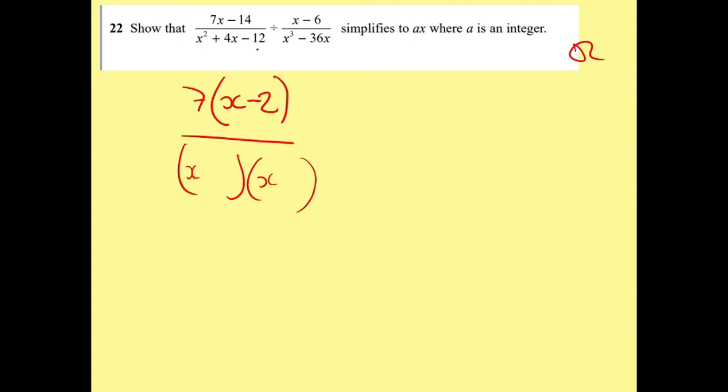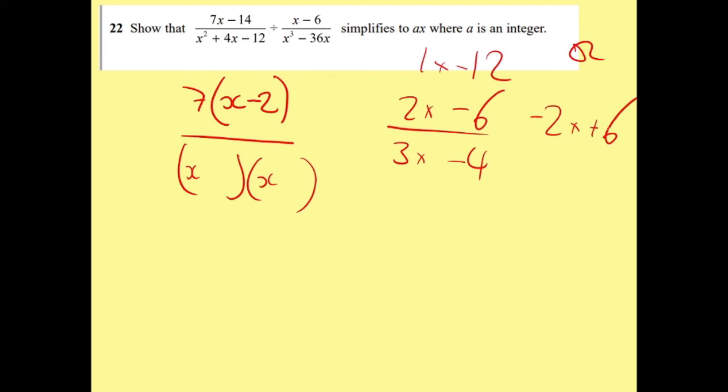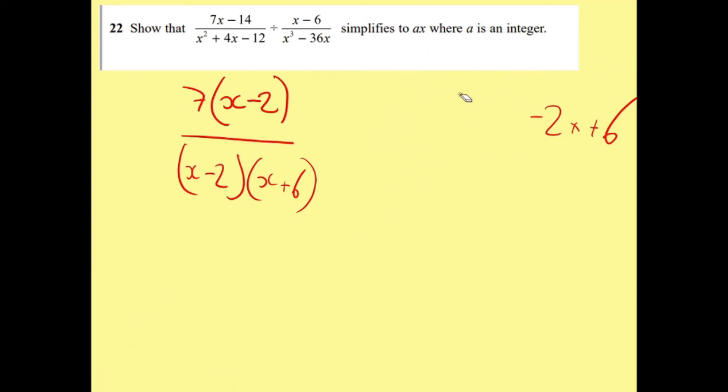x and x. What is it? Let's just factor pairs. 1 times minus 12, 2 times minus 6, 3 times minus 4. I've got to think about the other ones. They need to add up to 4. So it's going to be this one, but it's actually going to be minus 2 times positive 6. Yeah, minus 2 positive 6. Well, let's erase that out because that's annoying me now.